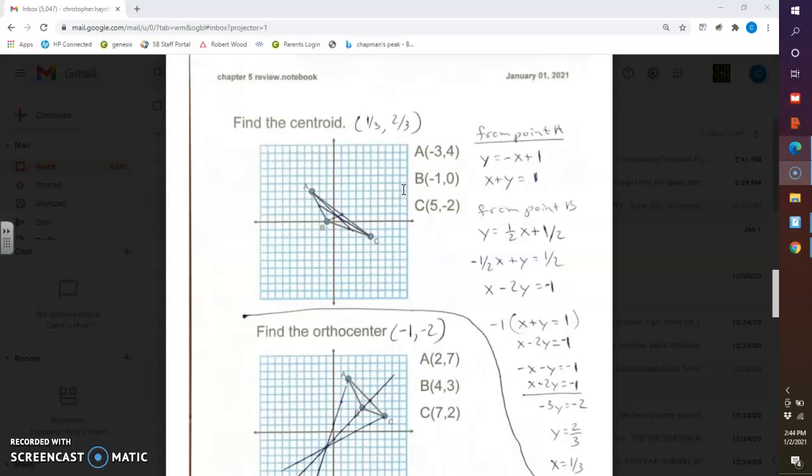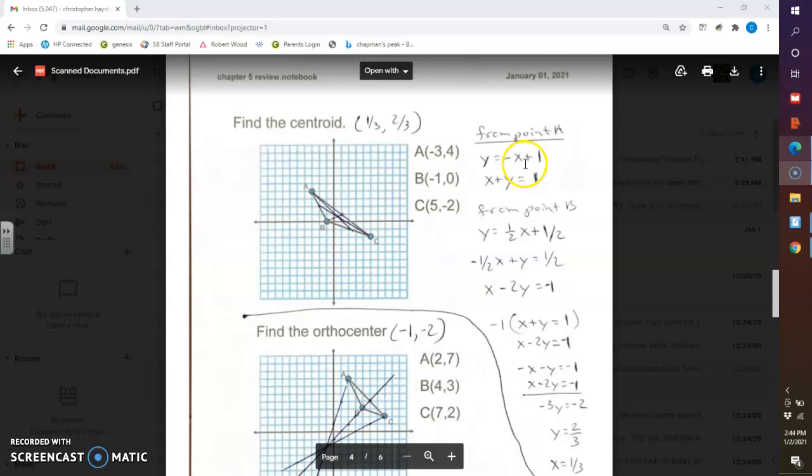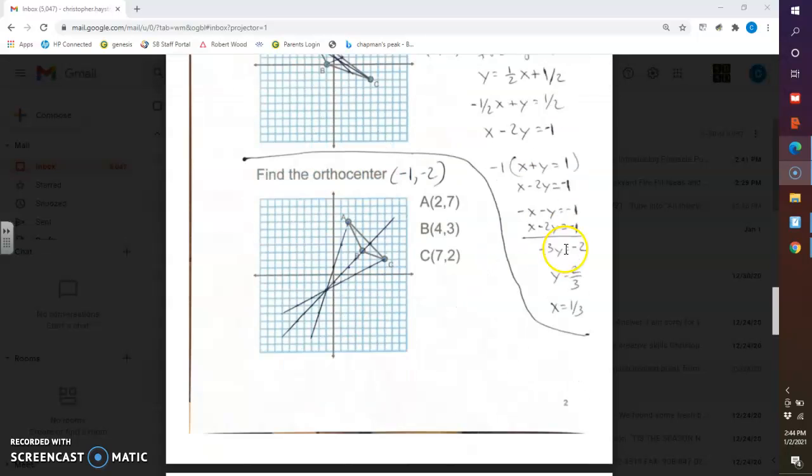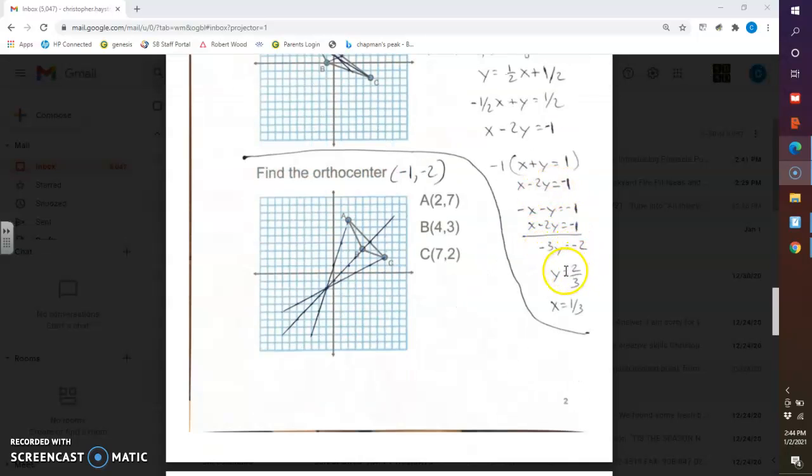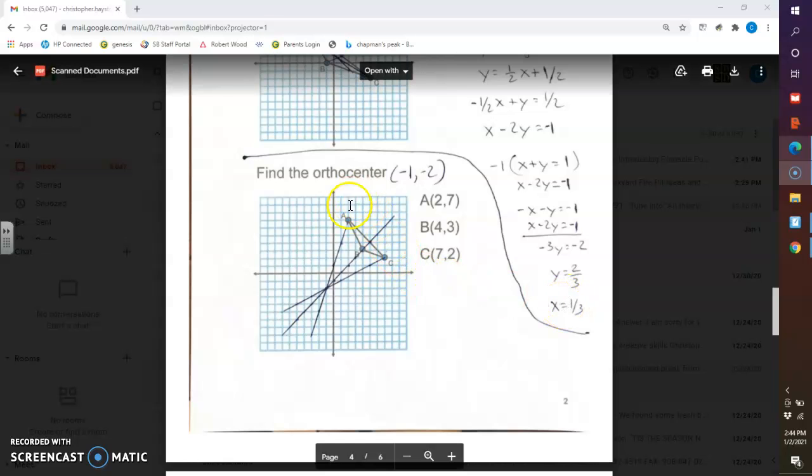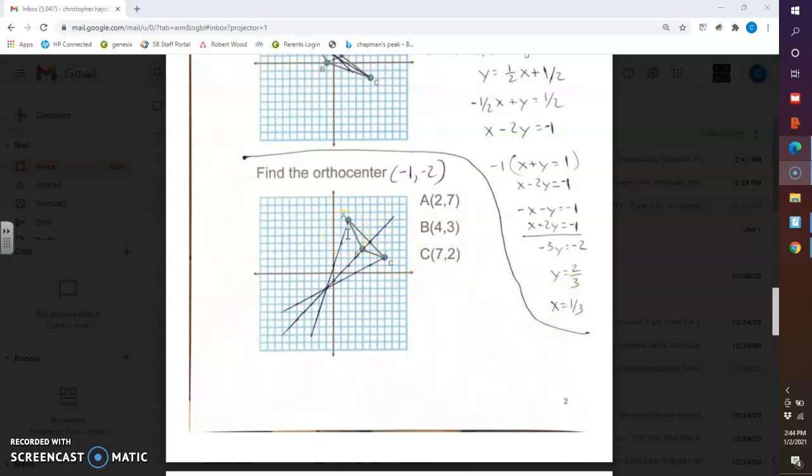From an obtuse triangle, my centroid is still going to be in the middle, vertex to midpoint, vertex to midpoint, vertex to midpoint, and I'm doing the same thing. I'm finding the equations of the lines, and then I'm using a system of equations to get my x and y. The orthocenter from an obtuse triangle on your test will meet an exact point. They don't have to, but I'll make sure on your test they meet an exact point.